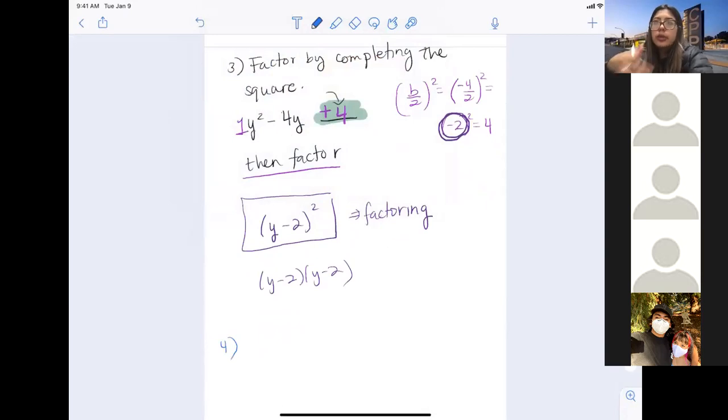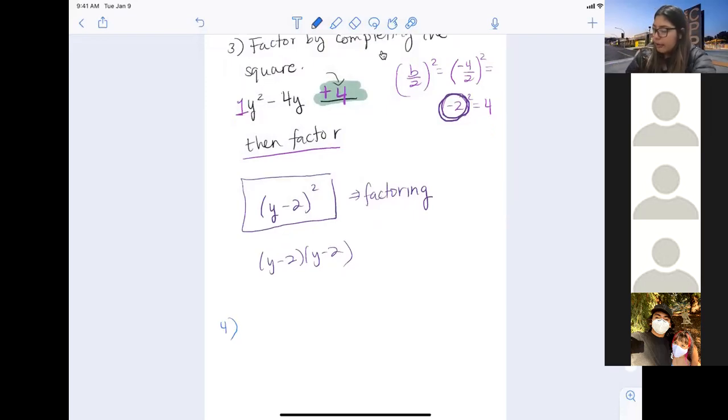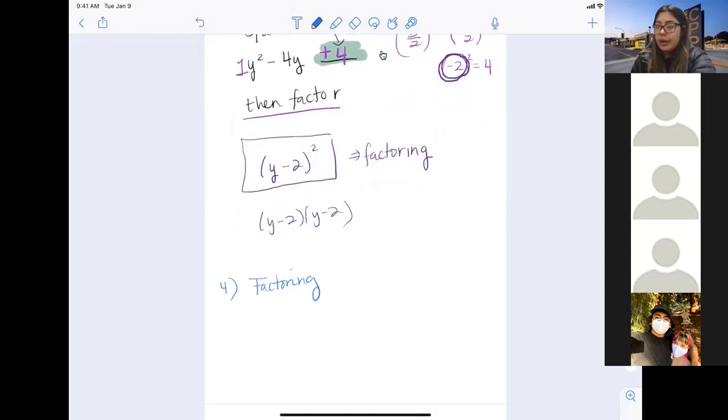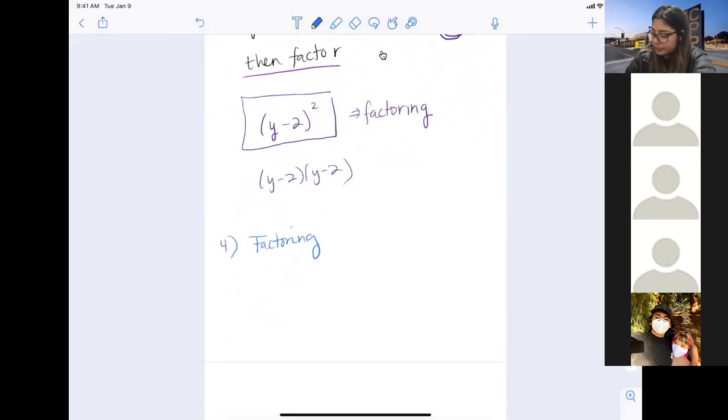Okay, so all of today's lesson is going to be review: questions and questions and questions. Again, we're going to be factoring. It is very important in this class. This is one of the things that you're going to see a lot. You need to know how to factor.